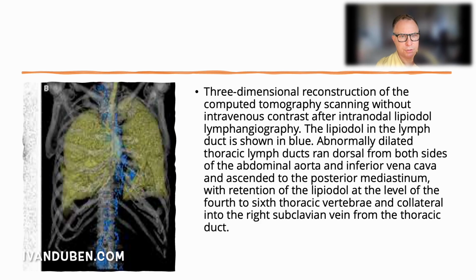Here we have a three-dimensional reconstruction of the computed tomography scanning without intravenous contrast after intranodal lymphangiography. The lymphatic fluid in the lymph duct is shown in blue. Abnormally dilated thoracic lymph ducts run dorsal from both sides of the abdominal aorta and inferior vena cava and descend to the posterior mediastinum, with retention of the lymph at the level of the 4th to 6th thoracic vertebrae and collateral into the right subclavian vein from the thoracic duct.